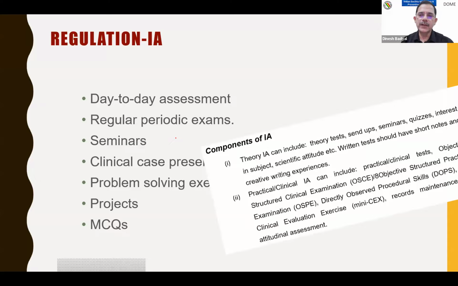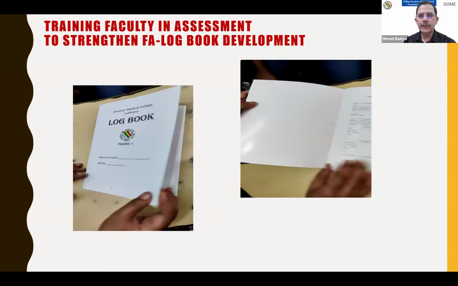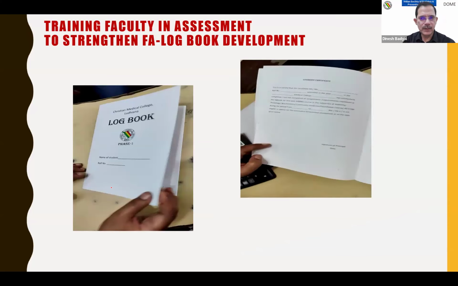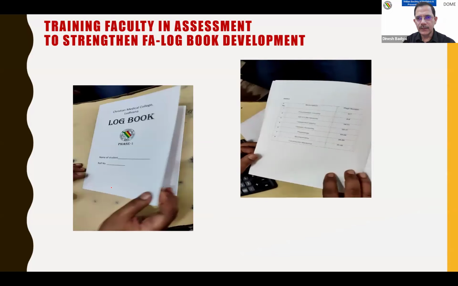So for the theory internal assessment: theory test, send-up pre-university exams, term exams, quizzes, interest in subject, scientific attitude, which can be marked by all the teachers at the end of the course. Written tests have short notes and also have multiple components. Practical means practical clinical test, OSCE, OSPE if you are doing that, DOPS, mini-CEX, all those components can be taken into account. And since many people are now using logbooks, you can frame that and use them for this. Reflection writing, logbooks, they show every month. You can read what they're going through, give your comments, even some grading can be done. So that is part of that.